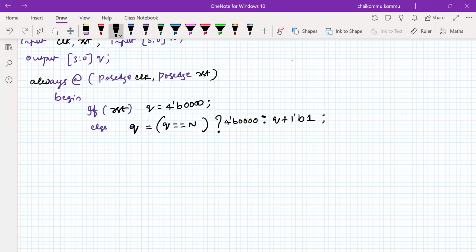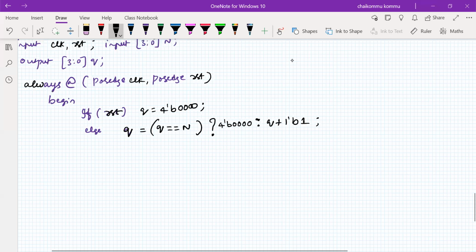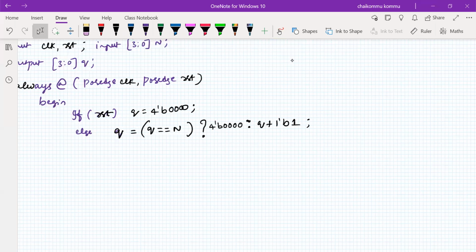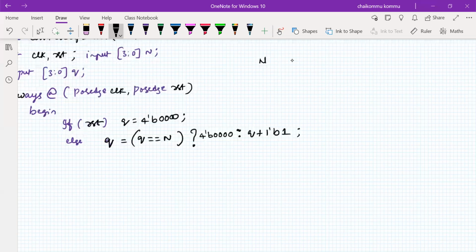For example, N is equal to 5, I wrote here. Initially I did the reset and put Q equal to 0. Now what is the Q value right now? 0. Therefore 0 is compared with 5. Is it true? It is false. Therefore it will be incremented by 1. So 0 plus 1 will be the output. Therefore this value becomes 1.